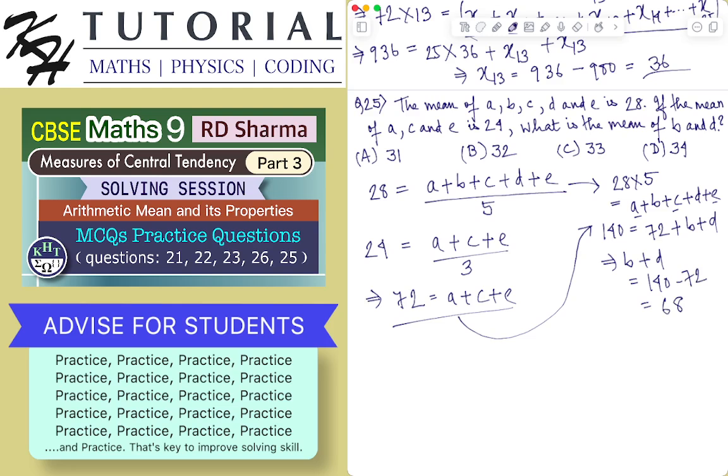So B plus D is 68, and the question is asking what is the mean of B and D. So we know that the mean of B and D, these are only 2 observations, so their mean will be equal to their sum divided by the number of observations, which is 2. B plus D by 2 is the mean of B and D. So this will be equal to B plus D, which we know is 68. So 68 by 2, which is 34. So 34, choice D is the correct choice.